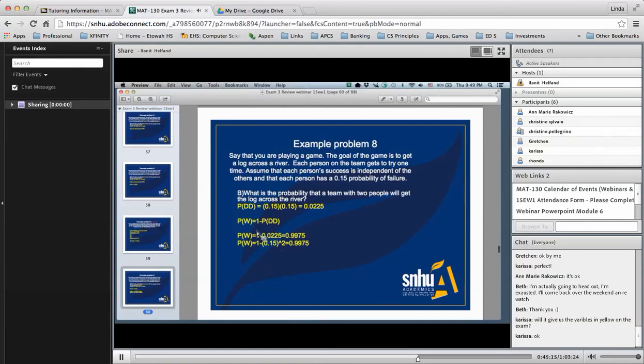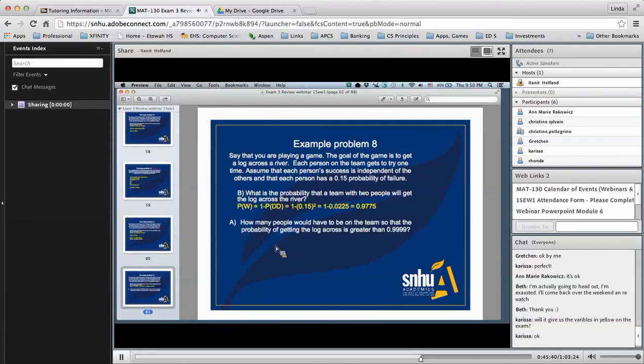So what's that going to be? We already calculated this, right? The 0.15 times 0.15 is 0.0225. So we just have to subtract that from 1, and we get 0.9975. And I just wanted to point out that the 0.0225 that I'm subtracting from 1 is really 1 minus 0.15 squared.